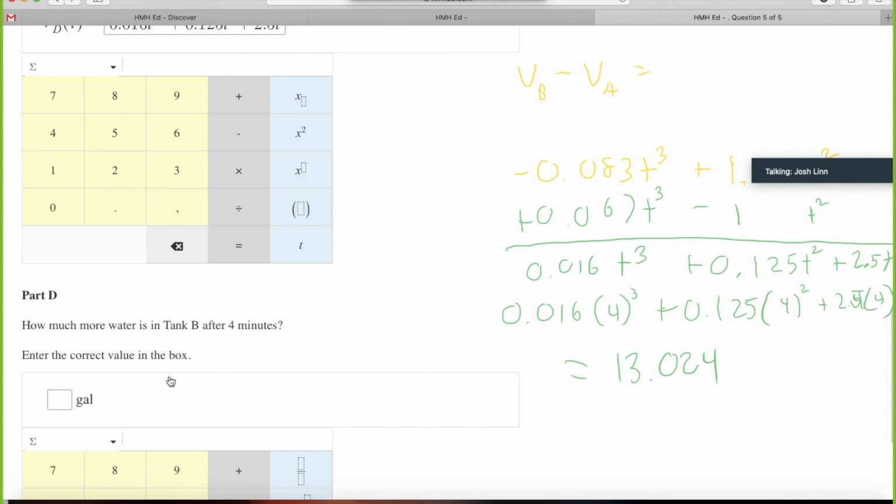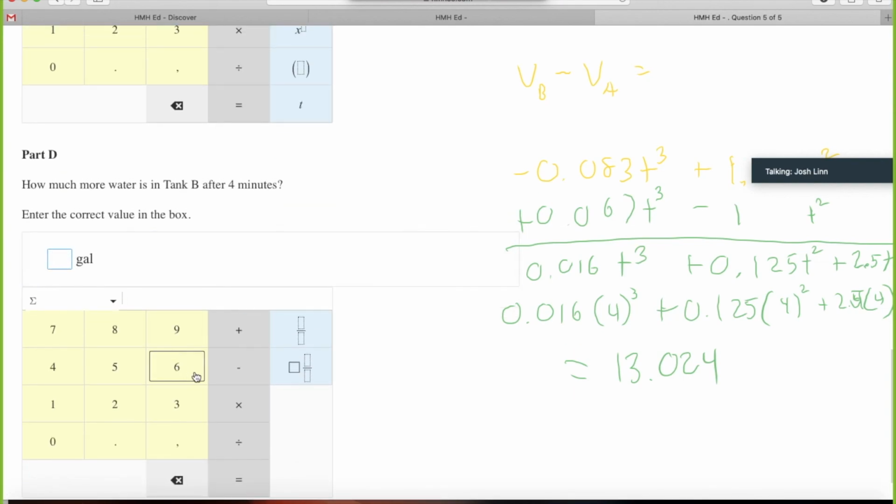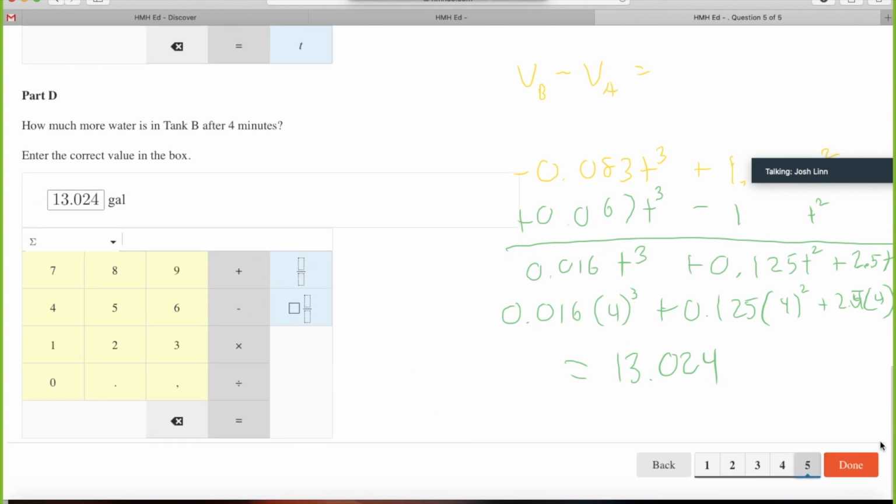Oh, now I gotta wait for my computer to catch up with us. There we go. 13.024 gallons. And there you go.